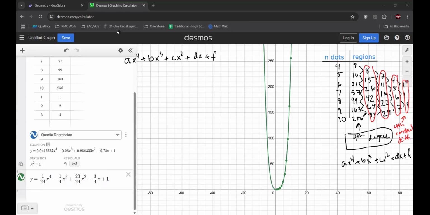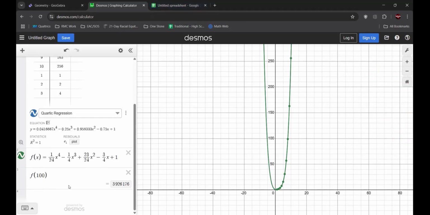Okay, so there we go. That is the function that I would trust. So this tells me that if there's 100 points on the circle, there's going to be 3,926,176 regions. If you would like to see some strategies for figuring out this formula yourself, I will make a different video that does just that.